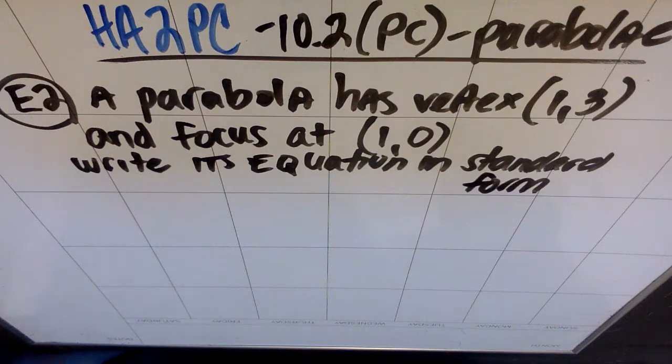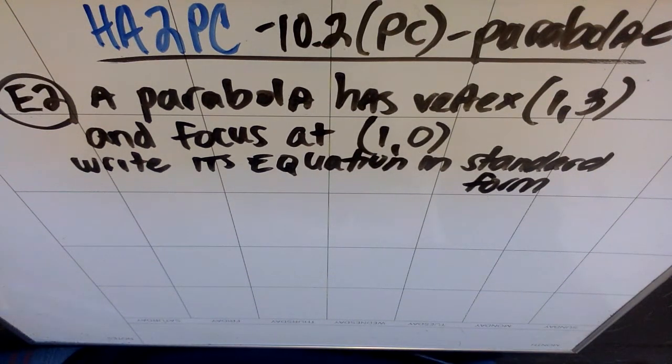This is Honors Algebra 2 Pre-Calculus. We're doing section 10.2 in Pre-Calc, which is conics, but specifically parabolas. So in example 2, a parabola has vertex (1, 3) and focus at (1, 0). Write its equation in standard form.